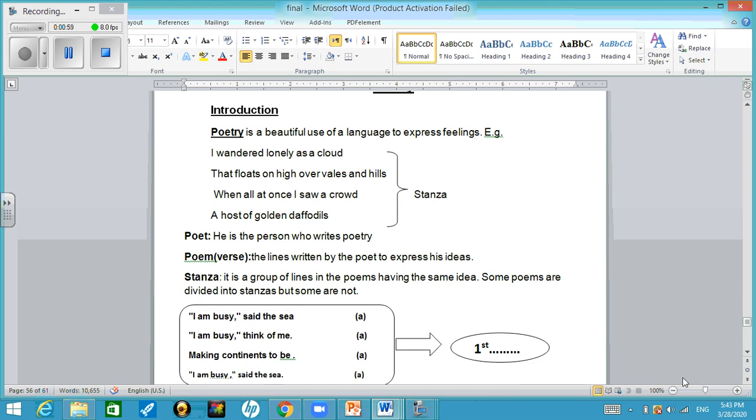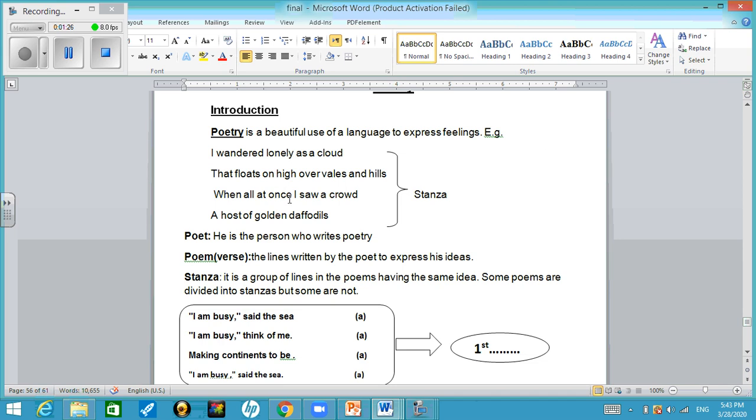A poem is the lines that have been written to form poetry. So this is the poem itself. Okay, so the poem is the lines written by the poet to express his ideas. Okay, next we have the stanza. Okay, what is a stanza?